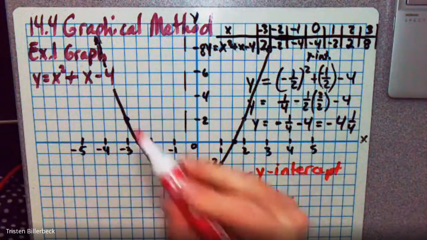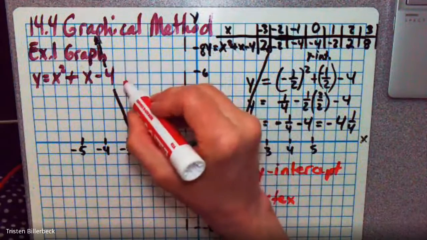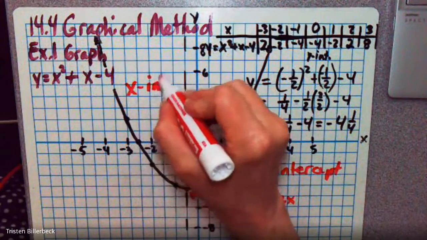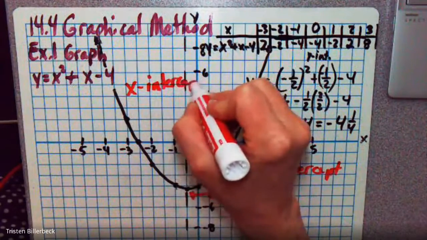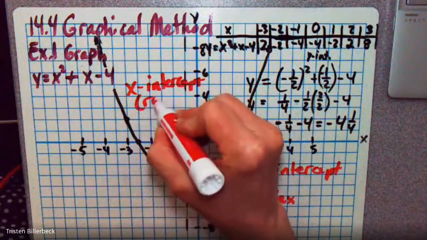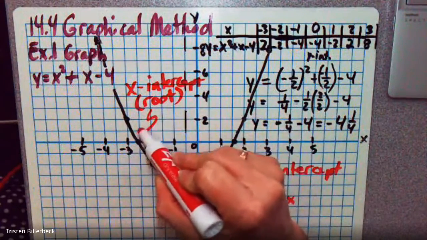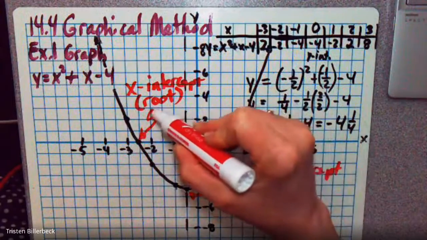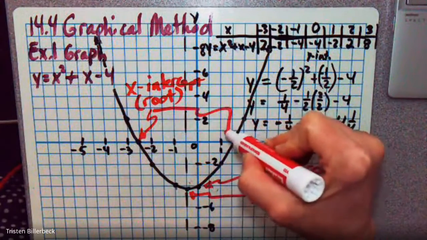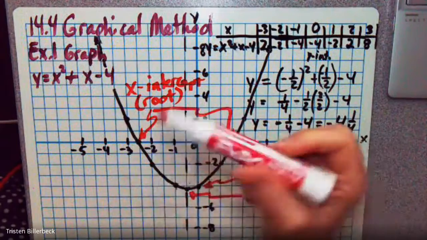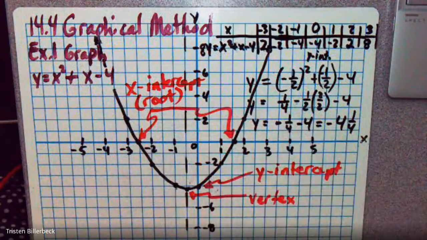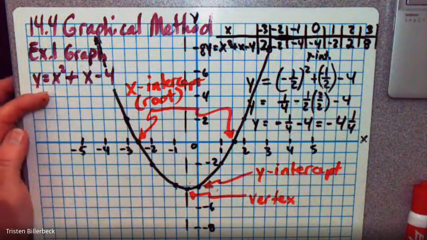So we have this thing called an x-intercept, otherwise called a root or a solution. So there's one right here, and there's one way over here. So those are our two x-intercepts or roots. Okay, and then we have our line of symmetry here. So that's how we would graph this equation, which is a parabola.